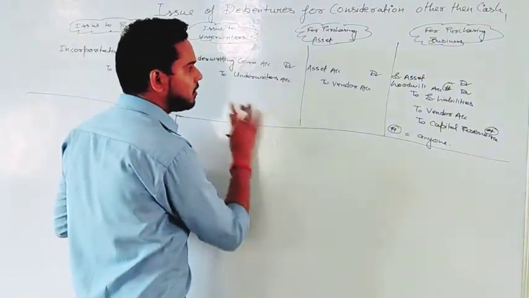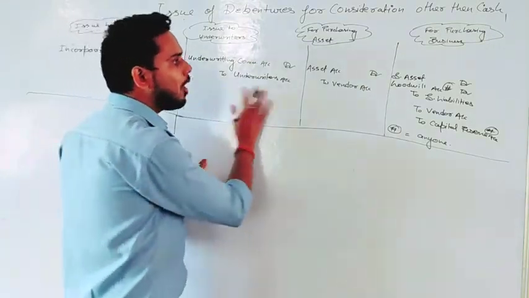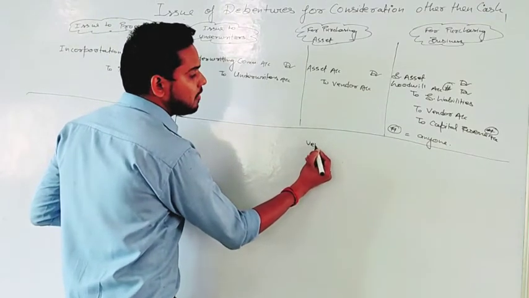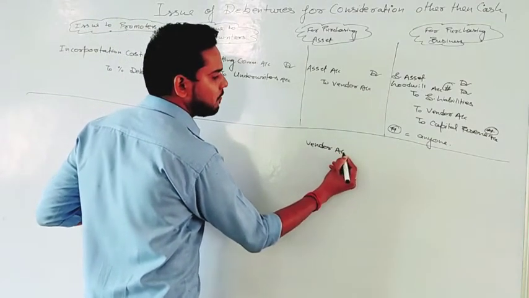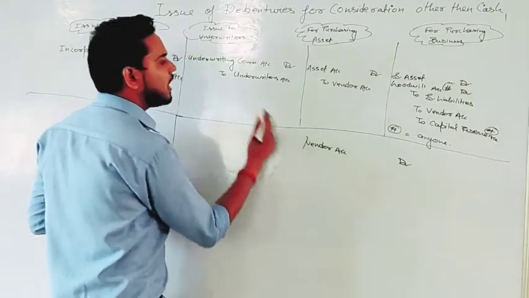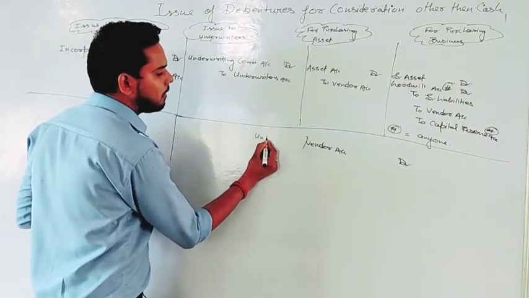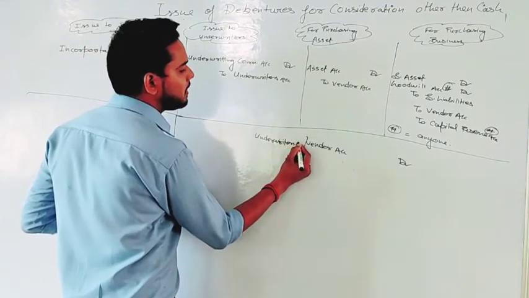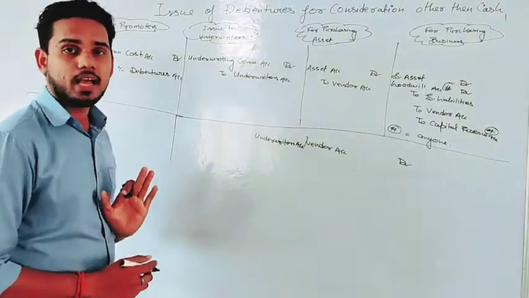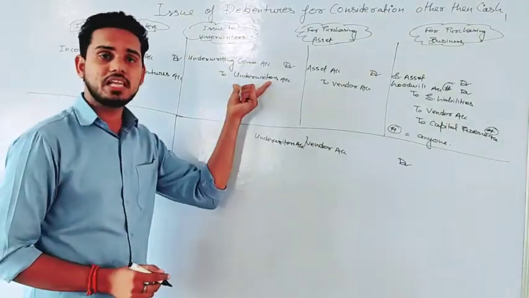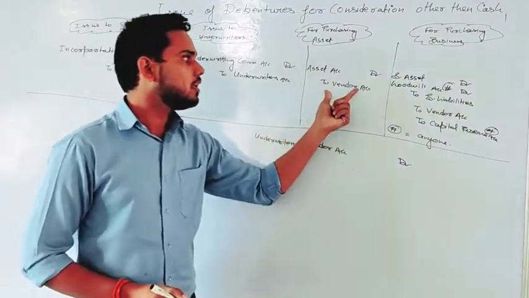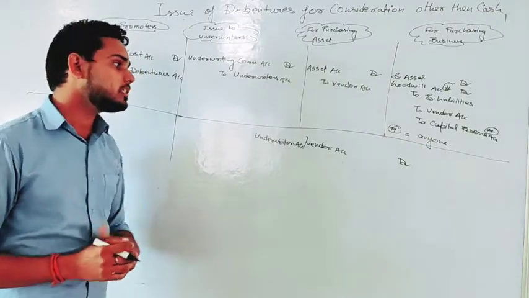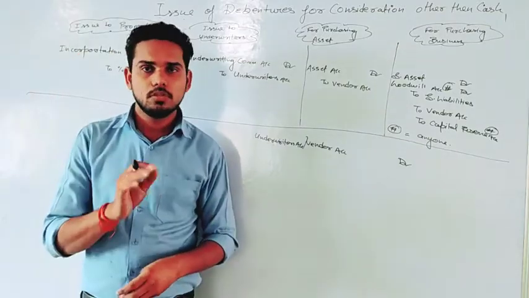So we are here discussing the entry for all the three cases, right? The first thing we will do is debit that particular person, like we will debit that vendor, or if that is underwriter, we will debit underwriter's account. So firstly we have debited underwriter's account or vendor account, because it was credit here, so you will debit. After debiting underwriter or vendor, now you have to give them debentures.